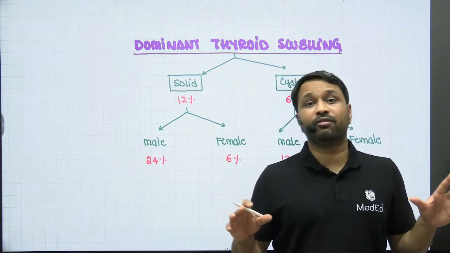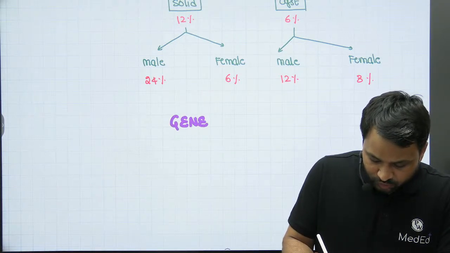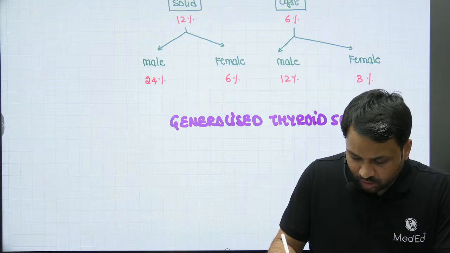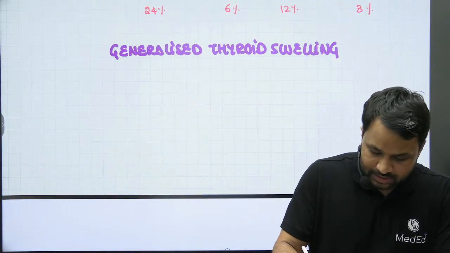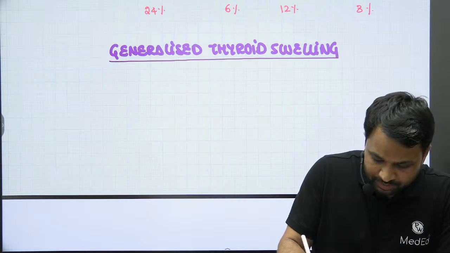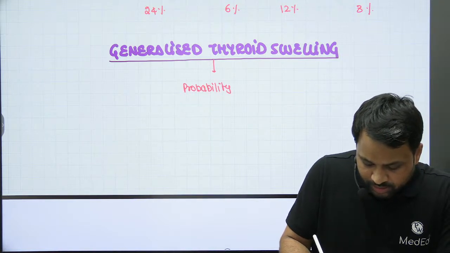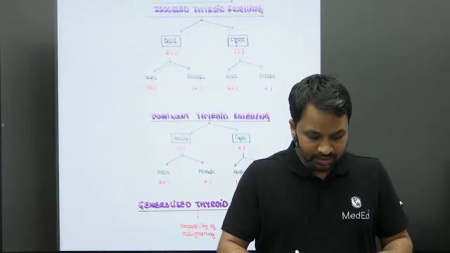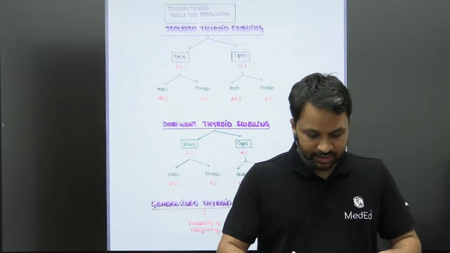If you talk about the probability of a generalized thyroid swelling, a goiter, developing into malignancy, it is quite less. It is approximately 3%. Let it be solid, cystic, male, female, the probability of malignancy is going to be 3%, right? So this entire data beautifully summarizes how you will see thyroid malignancies.